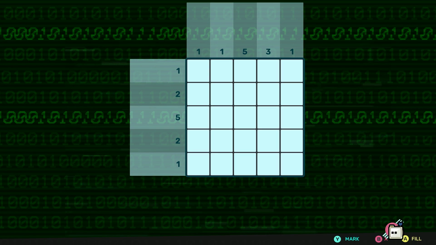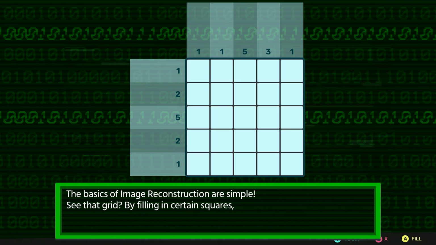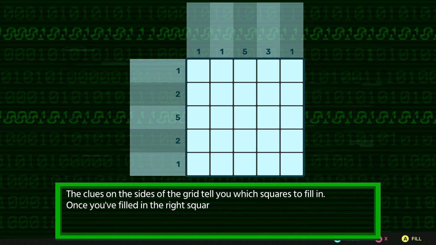Time to learn how to play Picross. The basics of image reconstruction are simple. See that grid? By filling in certain squares, a picture will appear. The clues on the sides of the grid will tell you which squares to fill in. Once you've filled in the right squares, you'll complete the image.